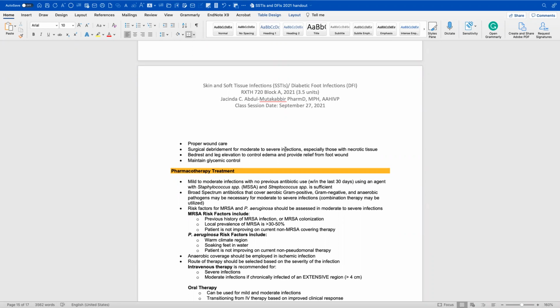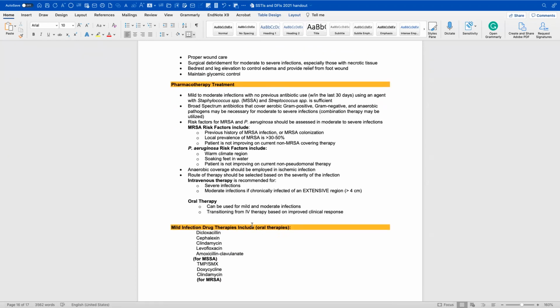We want to make sure we debride and take away that dead tissue so you don't allow the white blood cell count to continue to increase. We want to make sure we elevate their foot, as that fluid may collect there. And then we want to maintain glycemic control because we don't want them to remain immunocompromised with their diabetes. We don't want them to have another diabetic infection, right? We want them to be able to heal.